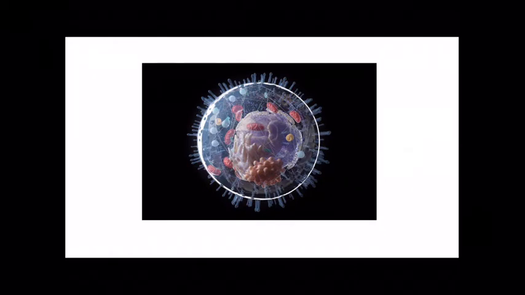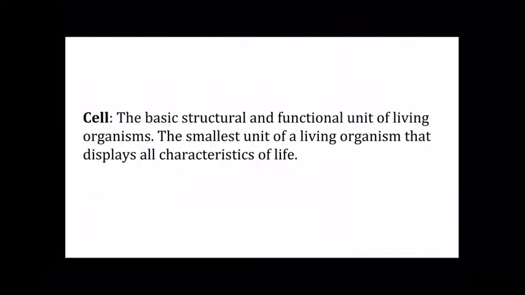So recall, please, that the definition of a cell, oops, I have a cat on my keyboard here. A cell is the basic structural and functional unit of living organisms. A cell is the smallest unit of a living organism that displays all characteristics of life, which means we should see movement in a cell, we should see growth in a cell, we should see reproduction in a cell, we should see responsiveness in a cell, etc. All of those things we talked about as far as the definition of life.